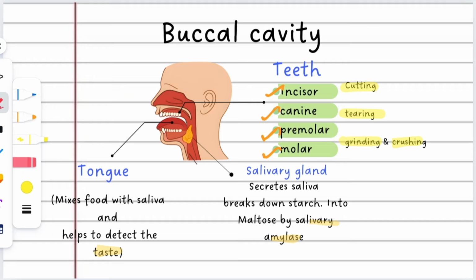All these 4 types of teeth perform different functions to break down the food physically. After the food is broken down physically, it is mixed with saliva with the help of the tongue. The tongue not only mixes the food with saliva, it also helps to detect taste, because it has lots of taste buds in it. So it helps to taste the food, yummy food.